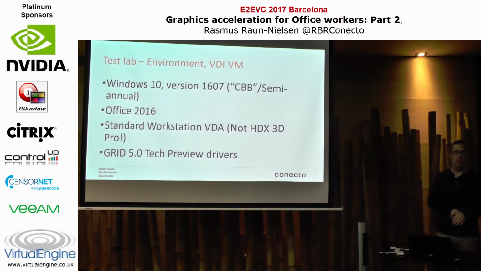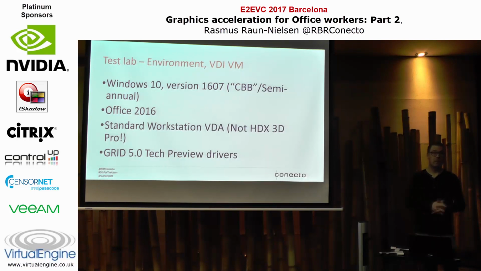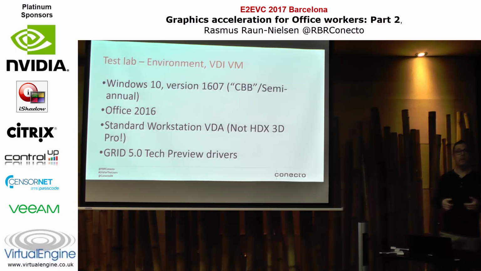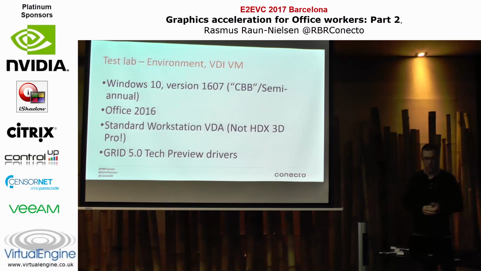So the versions: Windows 10, of course, the current business branch, or semi-annual, I think it's called now. Office 2016, obviously. A standard workstation VDA, assuming that a customer not knowing how to implement or optimize would just go for the standard VDA as well. I did not have the need for OpenGL acceleration, so I thought that would be a good baseline, a good default. I was using Grid 5.0 tech preview drivers. I didn't see any bugs or any performance issues with this driver, so I kept going on.